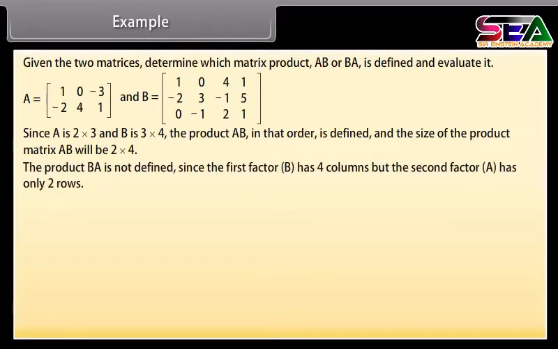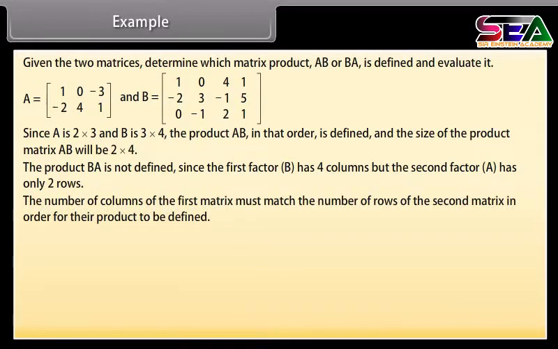The product BA is not defined since the first factor B has 4 columns but the second factor A has only 2 rows. The number of columns of the first matrix must match the number of rows of the second matrix in order for their product to be defined.